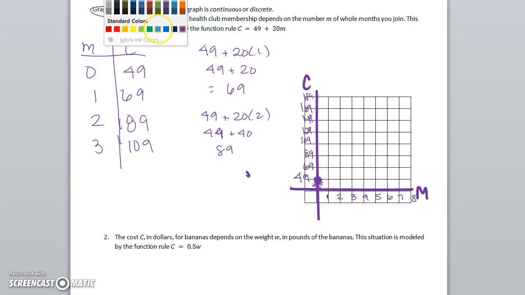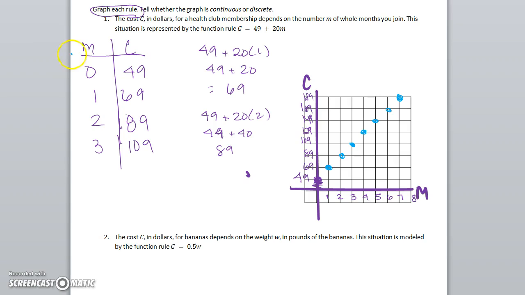And then for your next one, at 1 month is 69, 2 months, 89, 3 was 109, 129, 149, 69, and 189 for month 7. Now, here's the question. Should I connect these or should I not? Do I break out the ruler, the straight edge, or not so much?